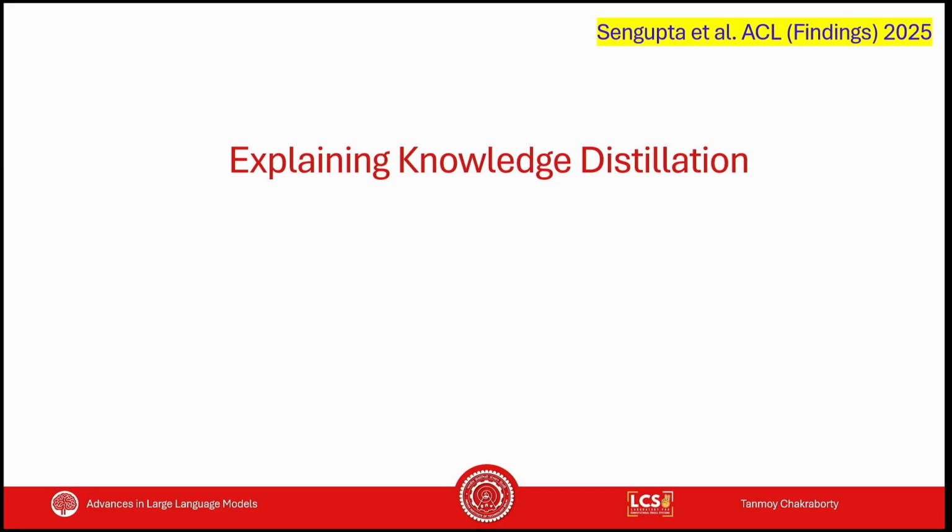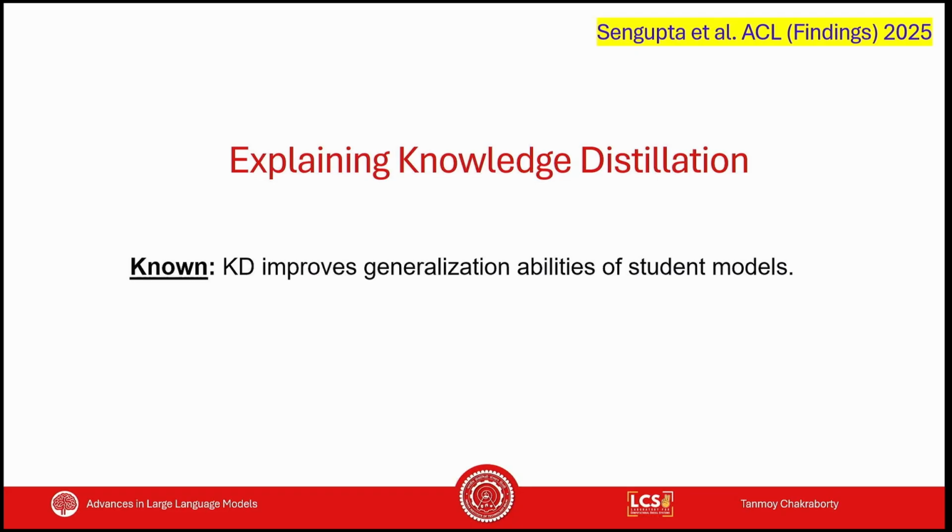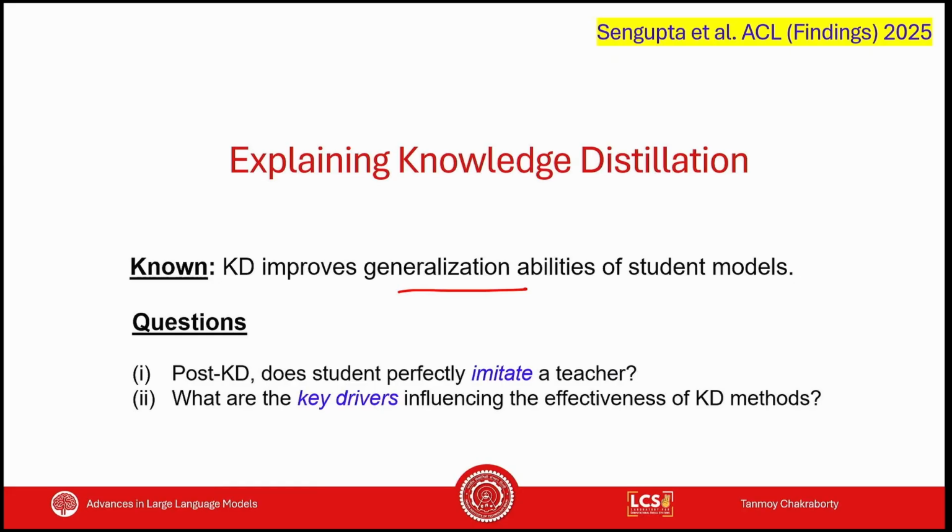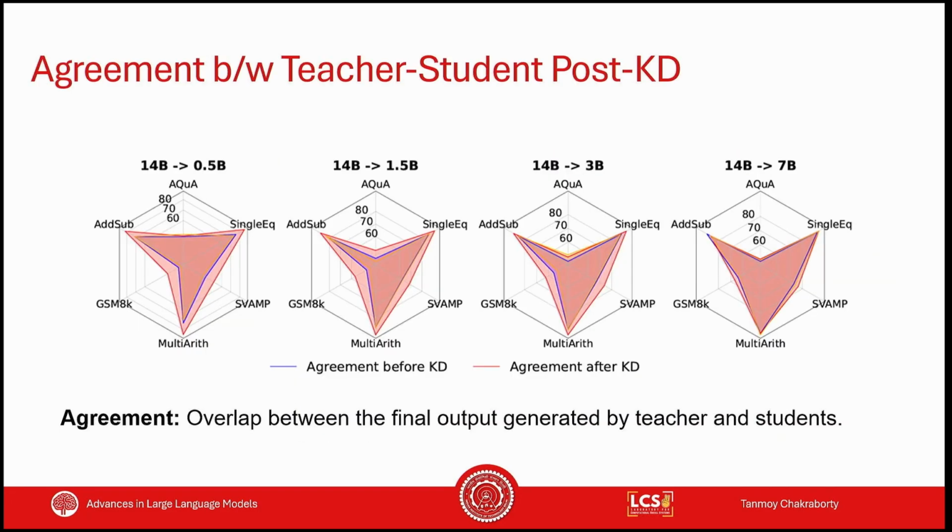Okay, so we have looked at white box distillation and meta distillation. Now let's try to understand what distillation implies. This is again this year's ACL paper, our ACL paper. It is well known that the distillation process always improves the generalization ability of the model, but what we are trying to understand is whether after distillation the student actually mimics the teacher, and what the key drivers are which influence the distillation process altogether.